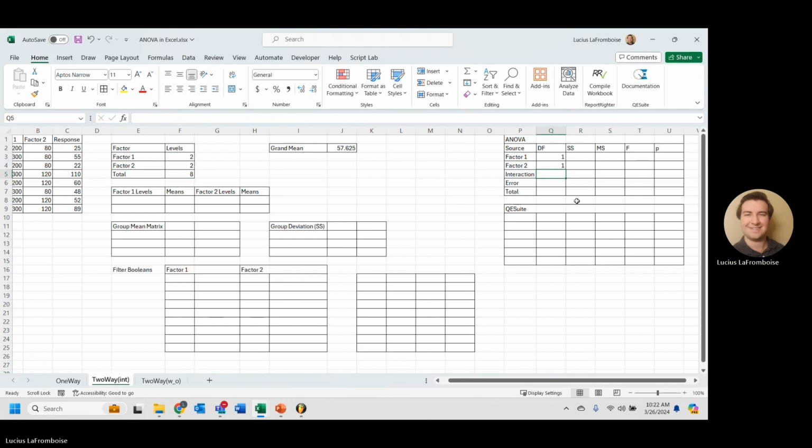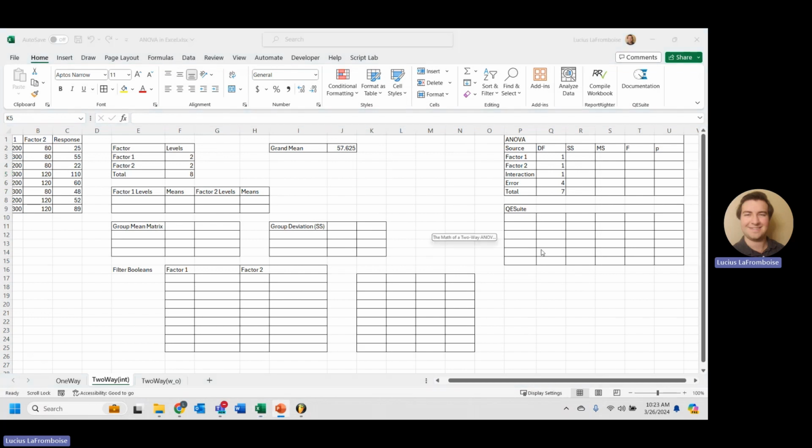All right, I've got it on my other screen here. So now we're going to get the interaction, and our interaction is going to be our df factor 1 times df factor 2. Now our error is going to be our total count minus factor 1 level count times factor 2 level count, and then our total is going to be our total count minus 1.